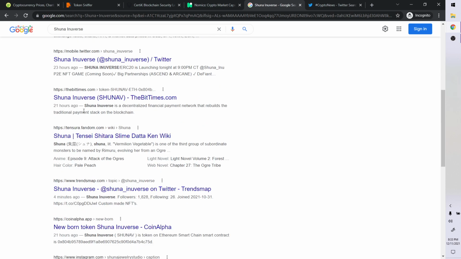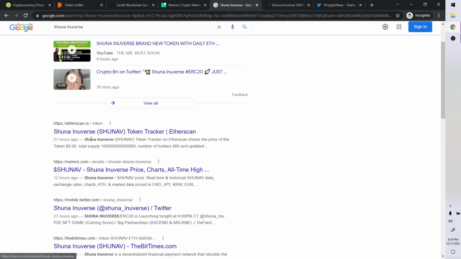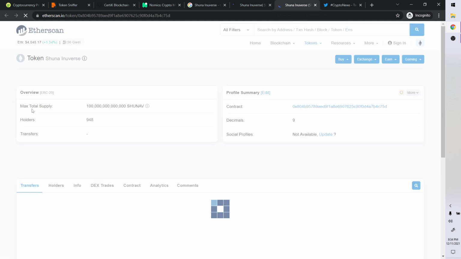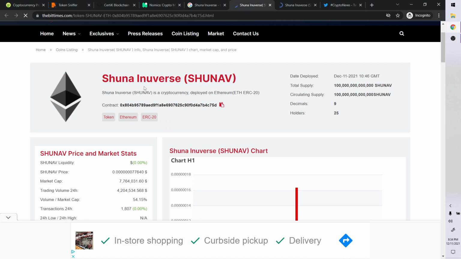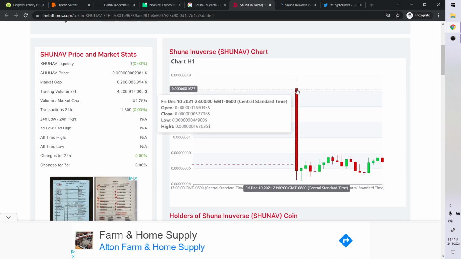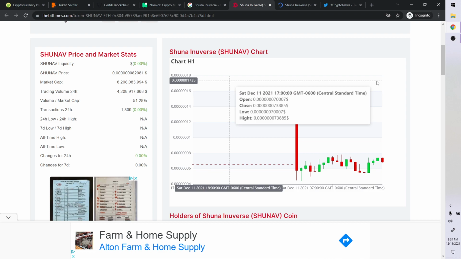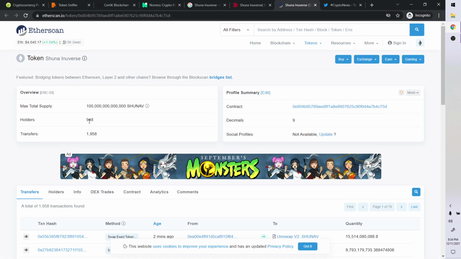All right, so I went to BitTimes a little bit, and let's click on Etherscan. Okay, take a look at this. First, let's click on BitTimes. Shuna Inuverse, it's a cryptocurrency deployed on Ethereum. When did it come out? It came out on December 10th. And let's take a look at it. It has 948 holders, roughly.